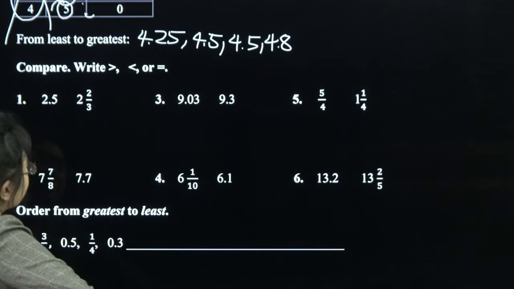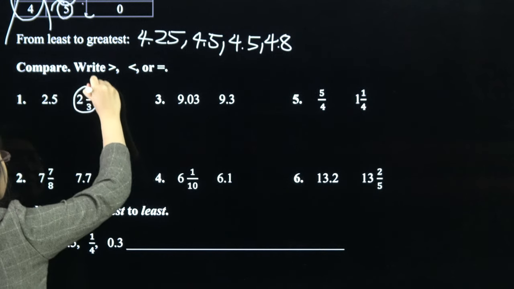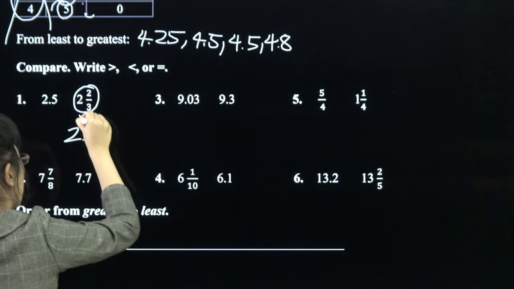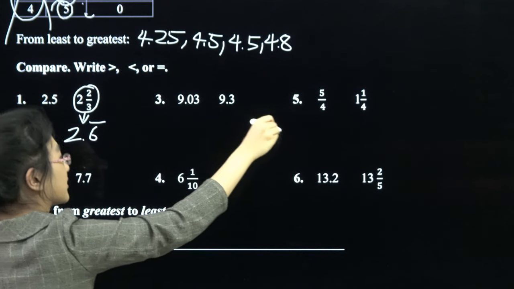So here, what do we know about this? Well, we know that it converts into 2.6 repeated. It just keeps going, 6, 6, 6, 6, and so on.